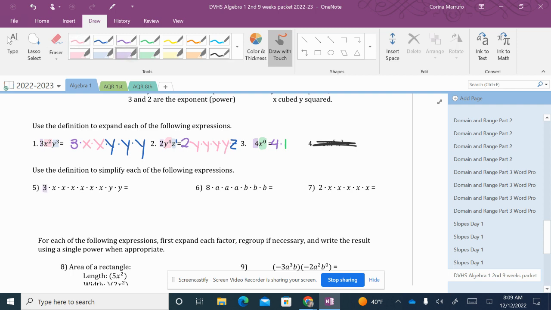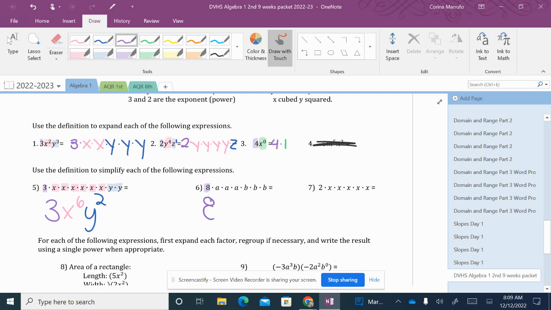Okay, so we start with our coefficient. Our coefficient will stay in the front. And then we're going to look at the x. We have 1, 2, 3, 4, 5, 6. 6 x's. So x to the 6th power. Okay. Here, y times y, we're multiplying 2 y's. So that's y to the 2nd power.